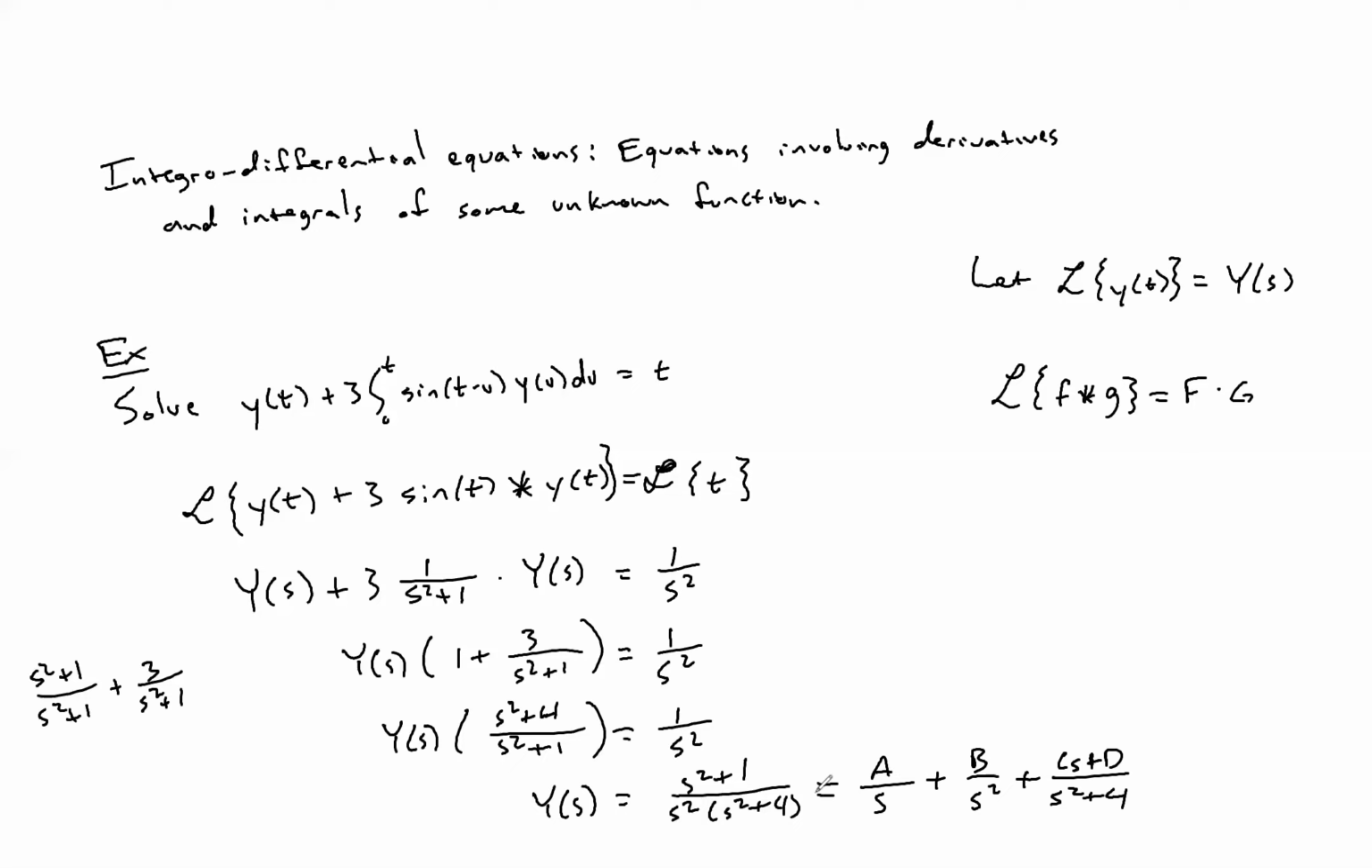I'm not going to go through the partial fractions here, but what you end up with is that a is 0, b is 1/4, c is 0, d is 3/4. You can double check that on your own if you like. So what this turns into is 1/4 times 1 over s squared, plus 3/4 times 1 over s squared plus 4.